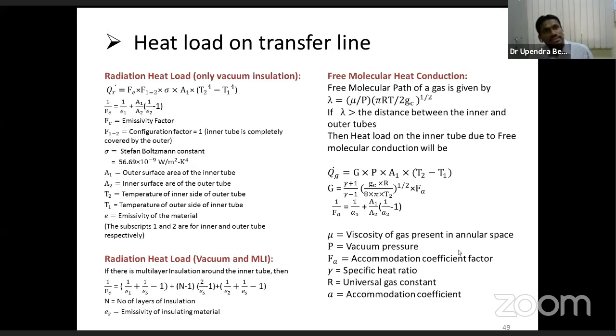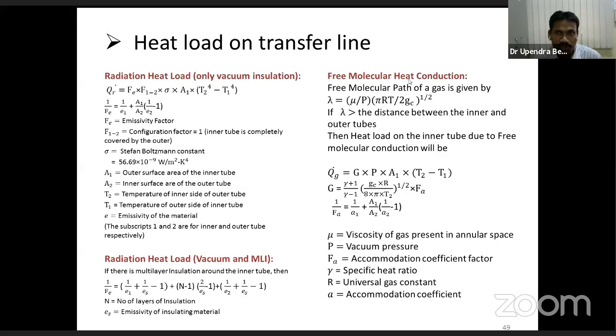And then after calculating the pressure drop, one has to calculate the heat load on this transfer line. So this is the equation I was showing you earlier. The same way it is if it is only for vacuum. This was given for vacuum insulation, and this radiant heat transfer is given by this equation: Q = F_e F_1-2 sigma A1 (T2 to the power 4 minus T1 to the power 4), where F_e is given by this equation: 1 by F_e equal to 1 by E1, that is the emissivity of the material, plus A1 by A2 into (1 by E2 minus 1). And if it is vacuum plus Mylar, then this 1 by F_e takes this equation, where the number of layers comes into the picture.